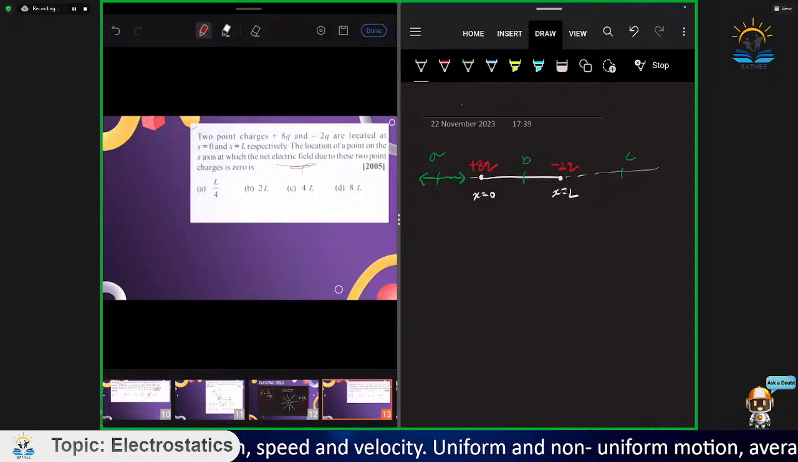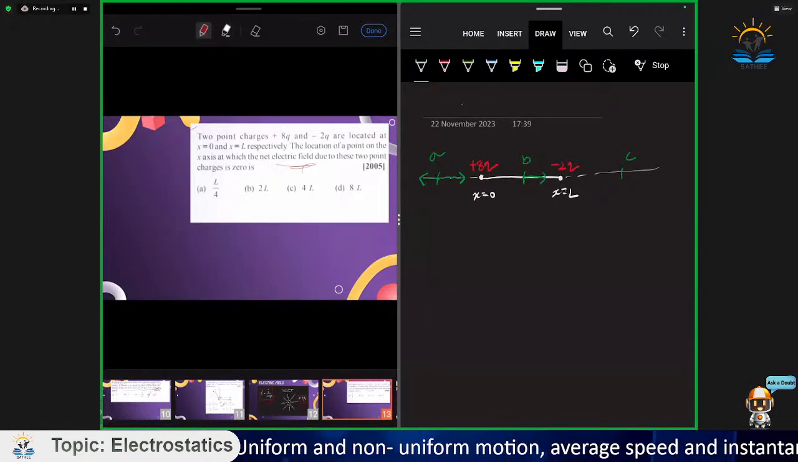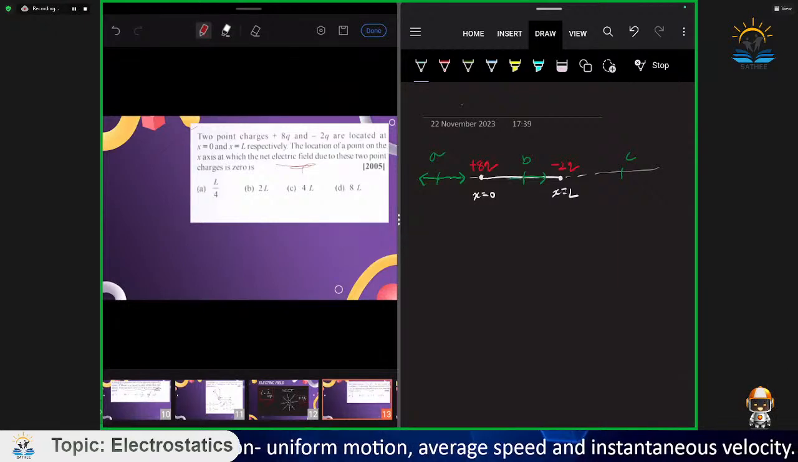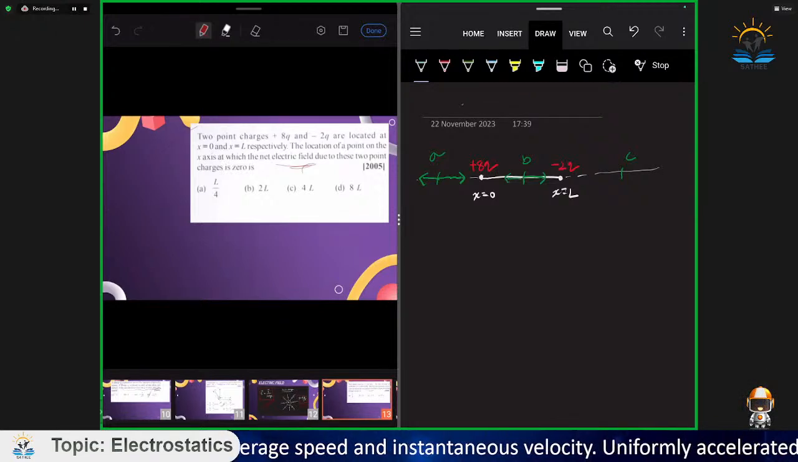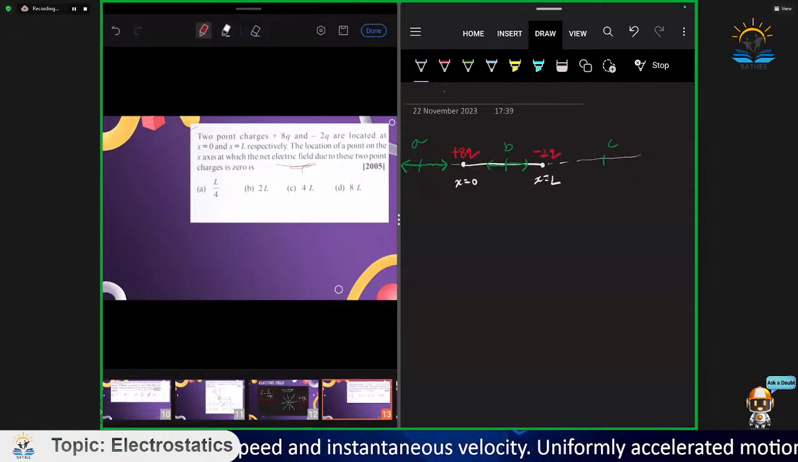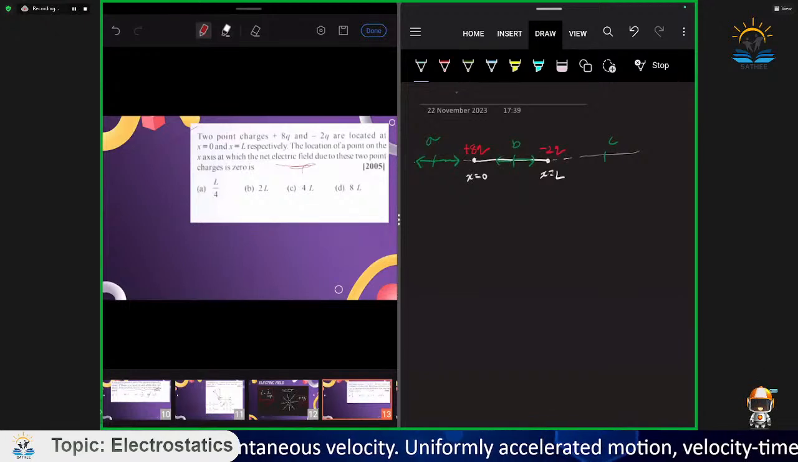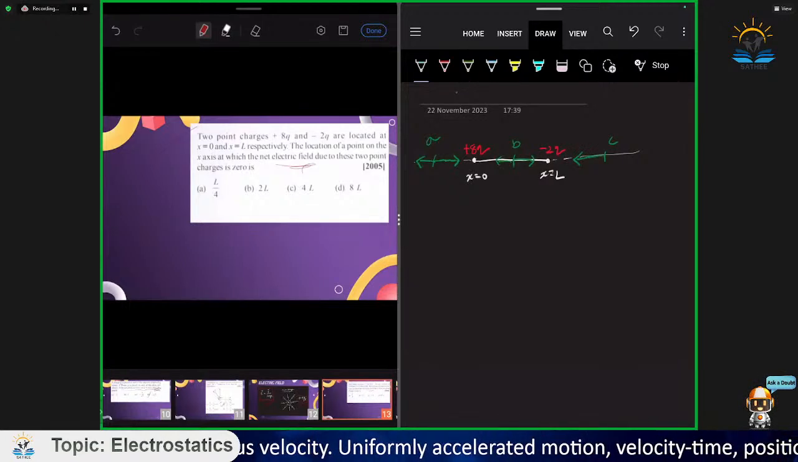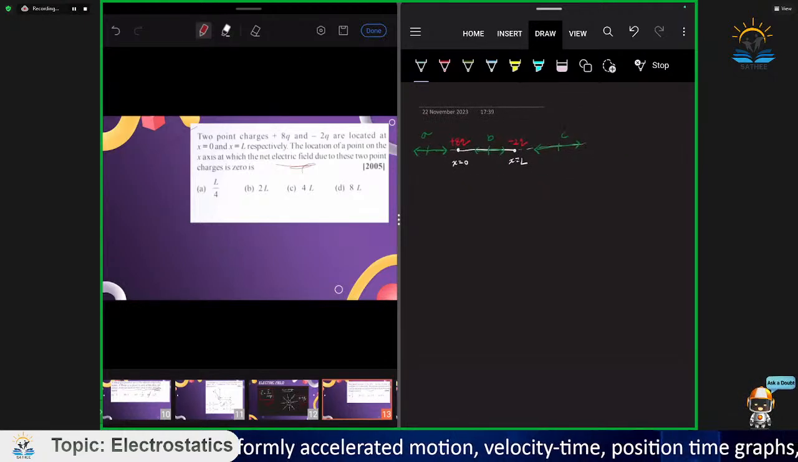At B, because of 8q, electric field will be towards this. Because this minus 2q is at the same distance only but different charges, it is never going to get cancelled. So at C, because of this minus 2q, the distance is small and charge is also small. So here is a possibility of cancelling each other.